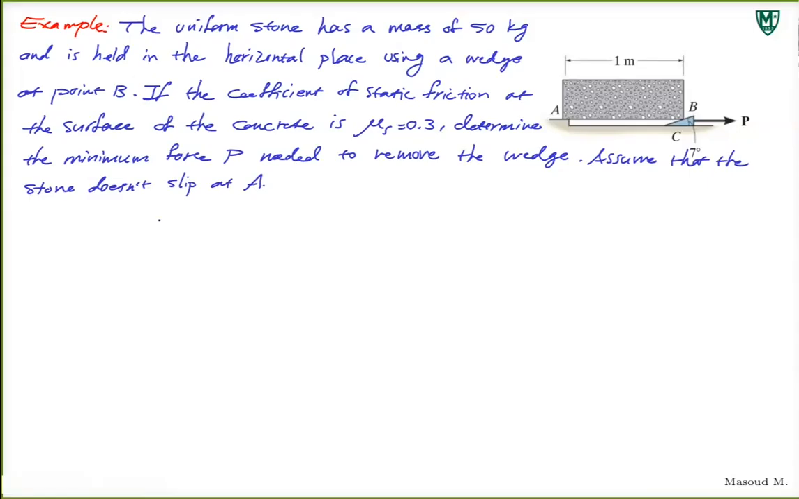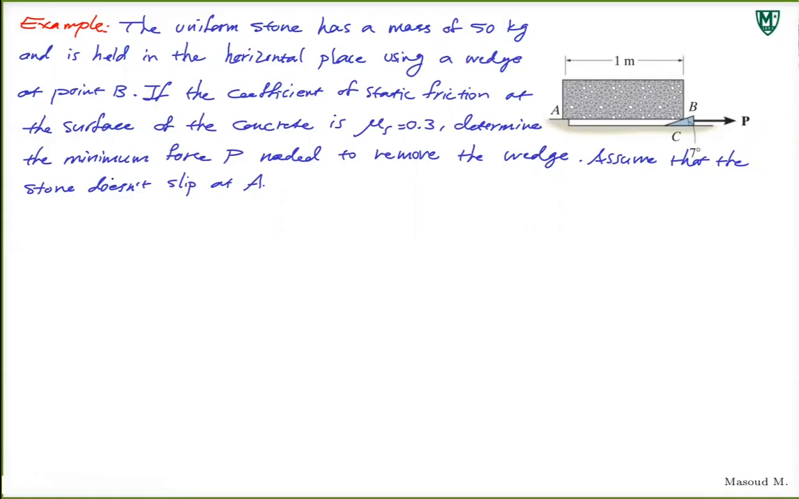At A, there is no slipping there. Meaning that the friction between the stone and the concrete surface at point A is enough to make sure that this stone does not start moving when you're pulling this wedge. Right, that's an important phrase that has to be there. Otherwise, what if the friction between the wedge and the stone is too much that the stone starts coming with the wedge and slipping on the surface at point A?